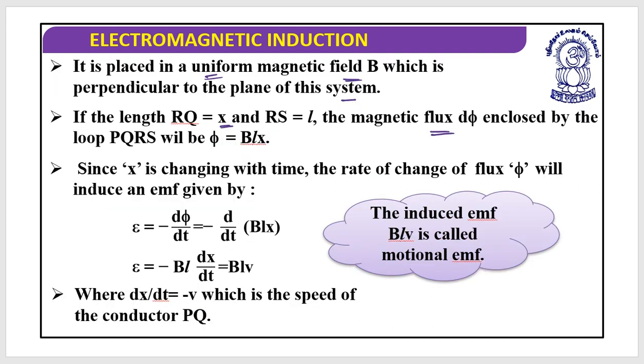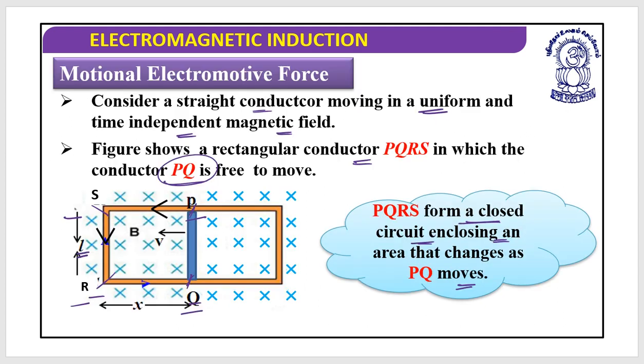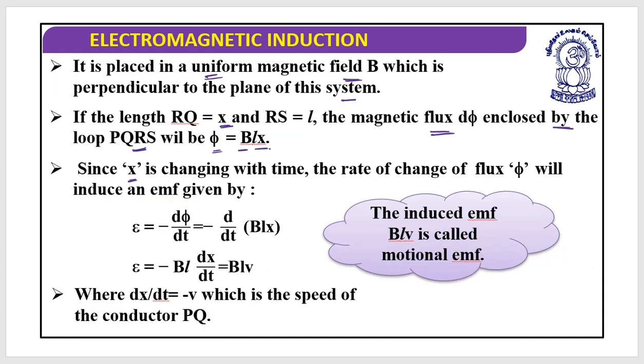The magnetic flux phi enclosed by the loop PQRS will be phi equals B into area, while area can be written as L into x. So phi is B into L into x. Since x is changing because PQ is moving, the rate of change of flux phi will induce an EMF, which can be considered as E equals minus d phi by dt, which is minus d by dt of BLx.